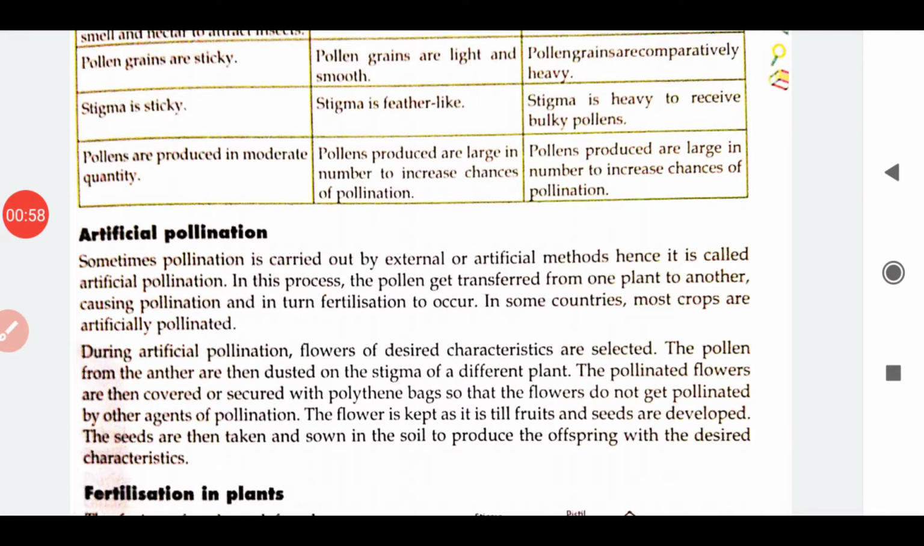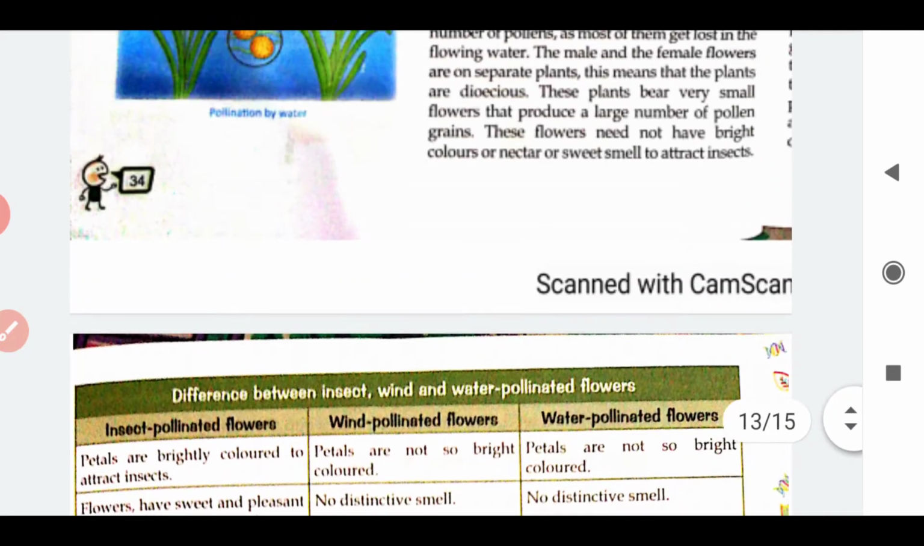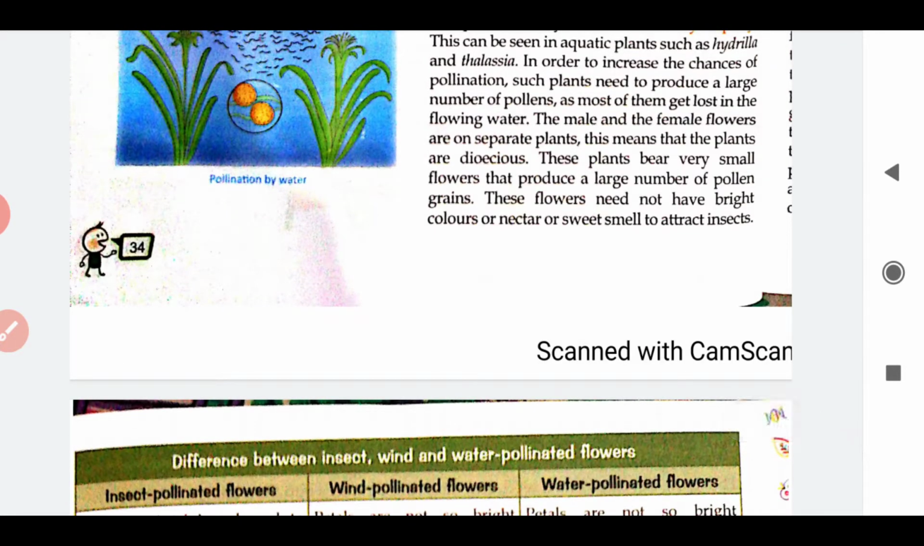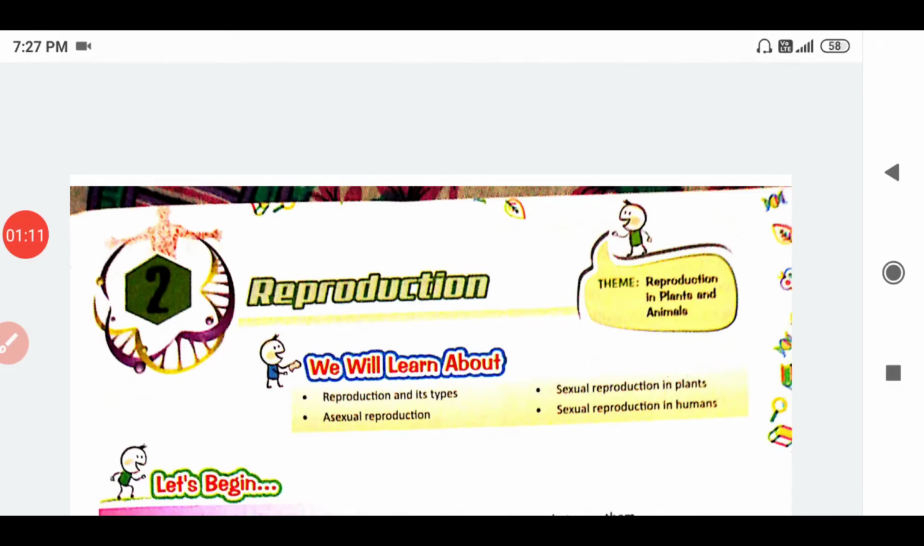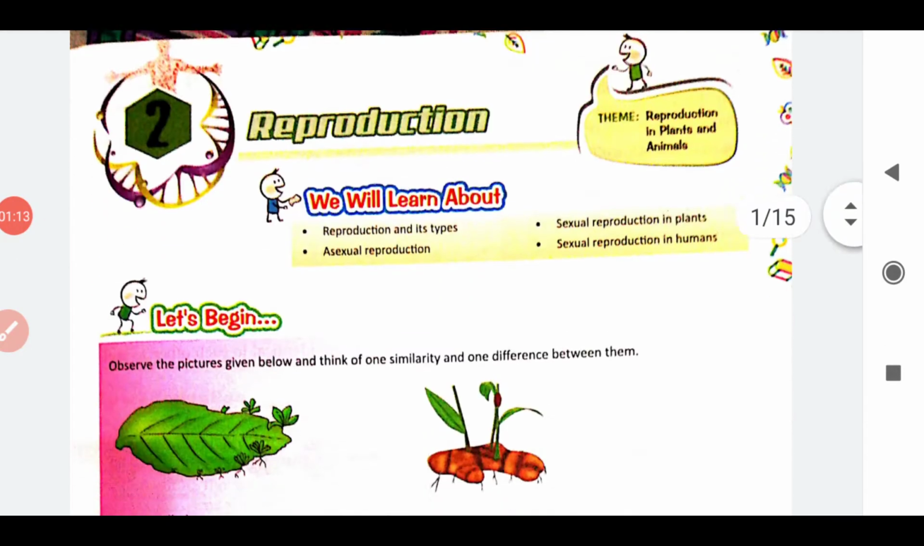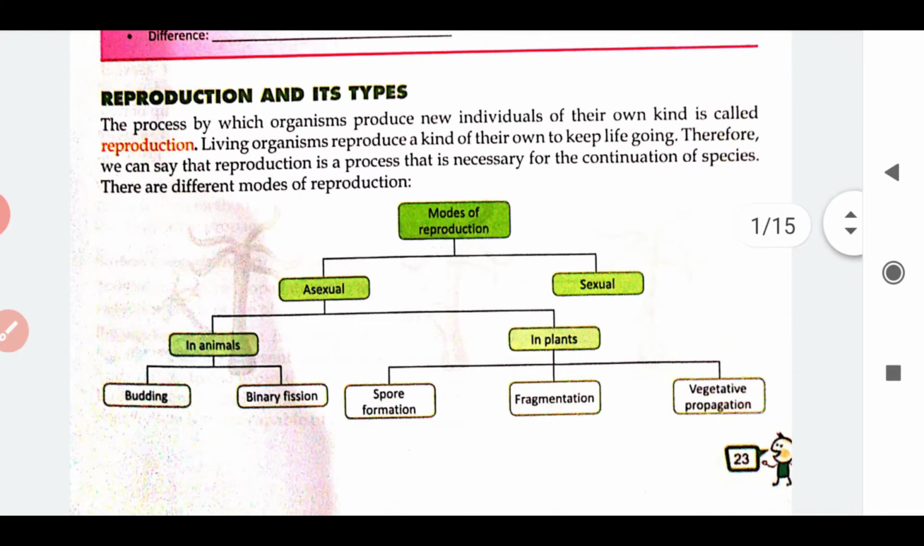So basically we have to start artificial pollination. Before that we will revise the chapter. So let's revise quickly. Our chapter is reproduction. Reproduction is basically of two types: asexual reproduction and sexual reproduction.